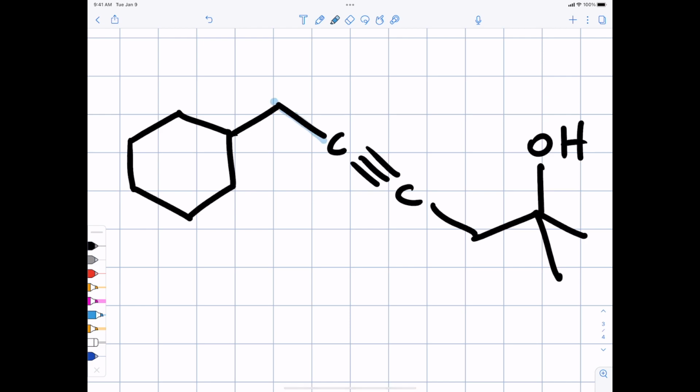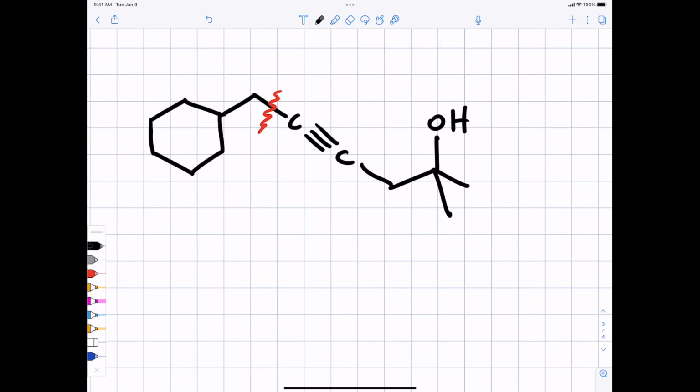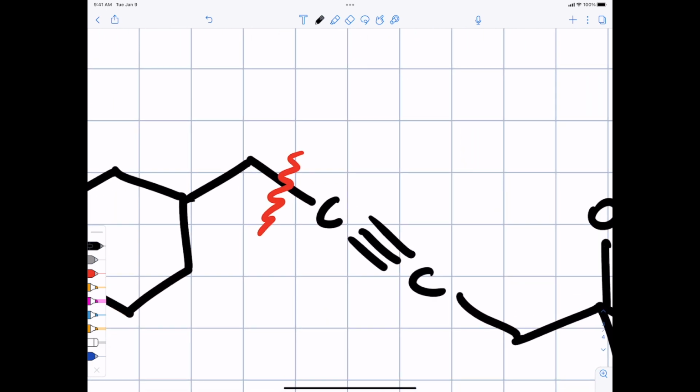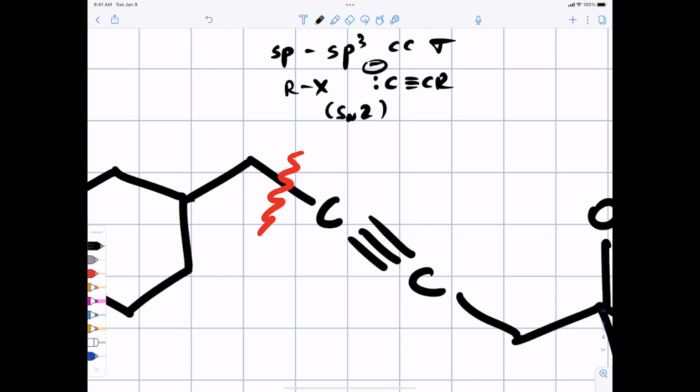Okay, so sp to sp3 carbon bonds. You got one here. I'm going to use a red squiggly line to indicate I could have made that bond. Though this isn't necessarily part of retrosynthesis, I'm going to write here what reaction I could have used to make this bond. What do you think? What is the reaction I used to make an sp to sp3 carbon-carbon bond? Okay, it's that leaving group and alkyne reaction, right? Sort of that SN2 reaction.